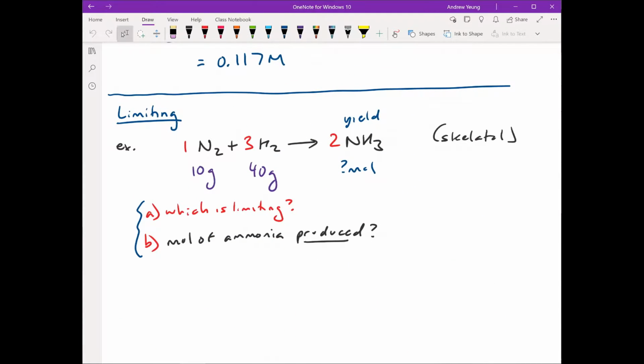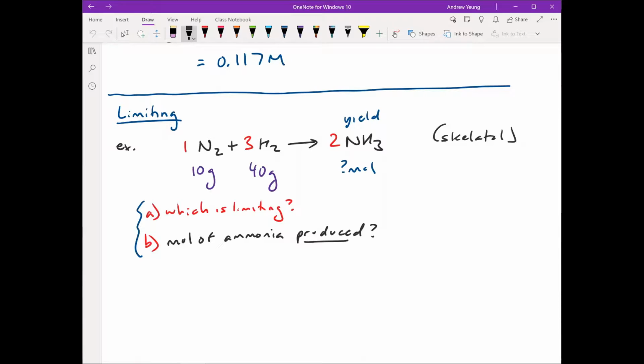A reminder, you can't just look at these numbers and say, well, 10 is smaller than 40, this has to be limiting. Two problems with that assertion. One of them is we're measuring grams, so the molar mass of these chemicals are different. This one weighs about 28. This one only weighs about 2. So mass means something different to these chemicals.